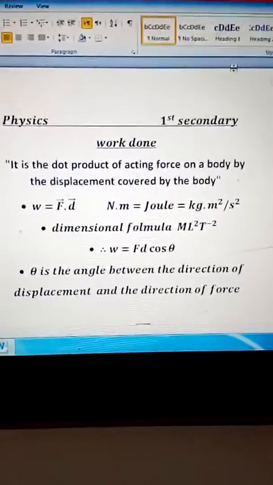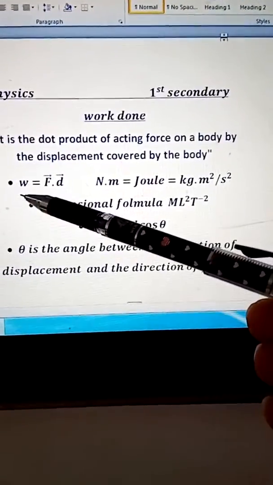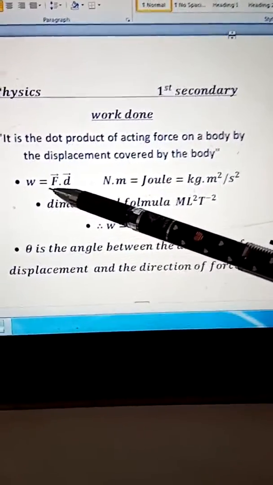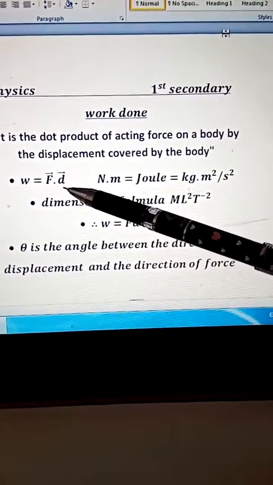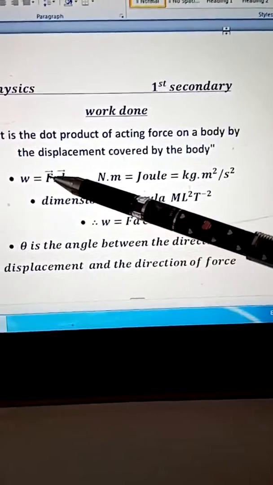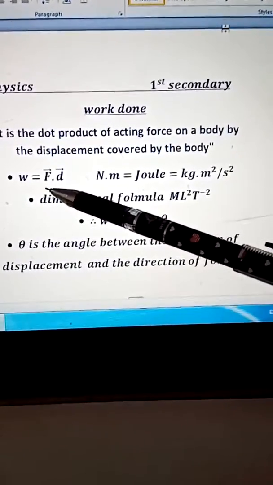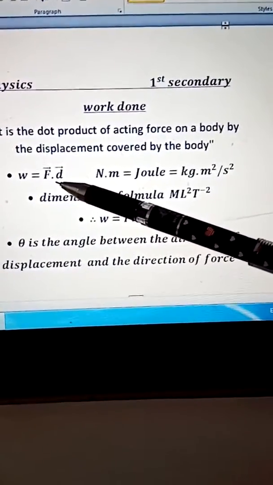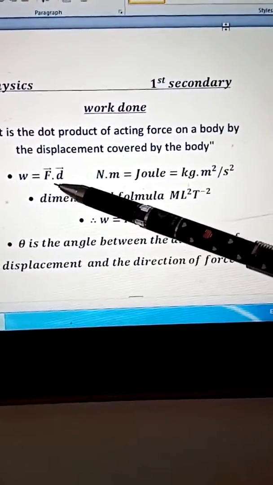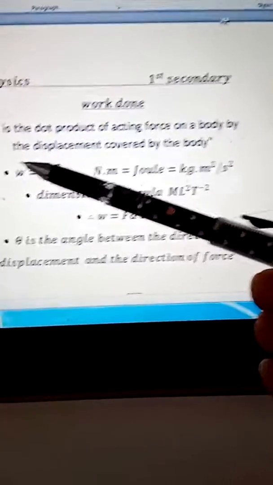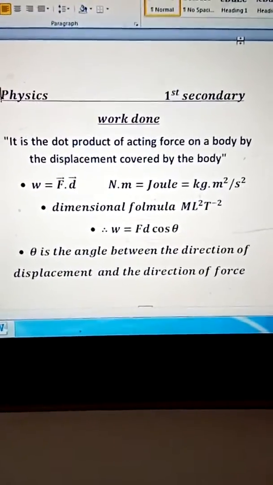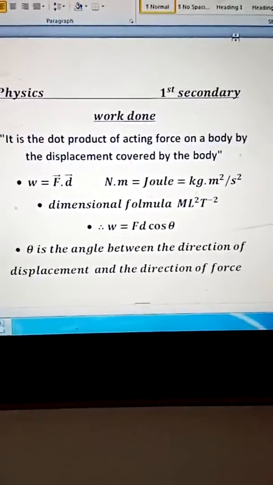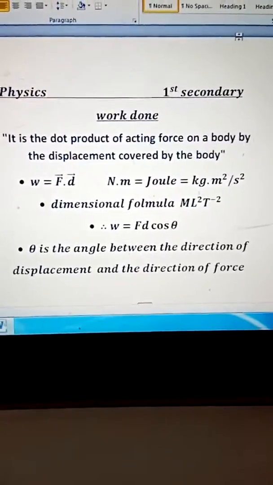Then the relation: W, the work done, equals force dot displacement. We know that force is a vector quantity and displacement is a vector quantity, but the dot product of two vector quantities gives a scalar quantity. So work done is a scalar quantity because it is the dot product of two vector quantities.